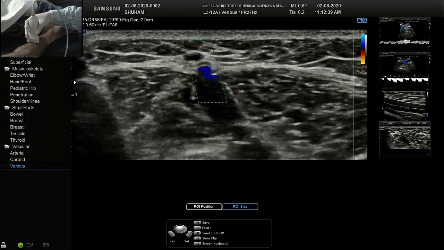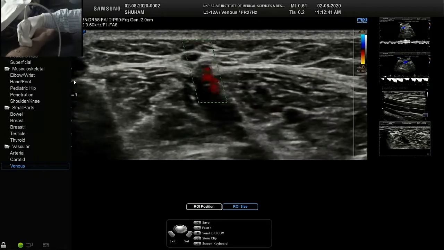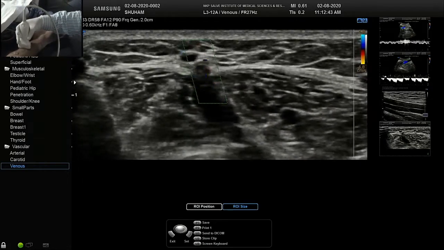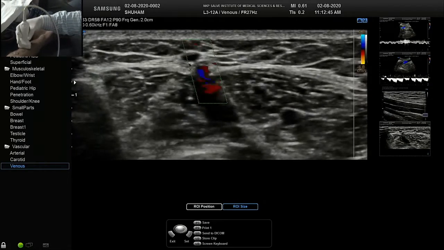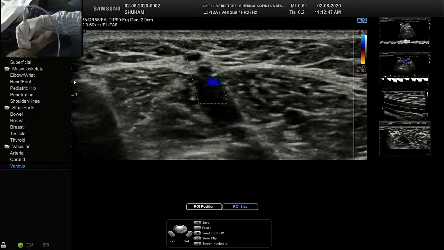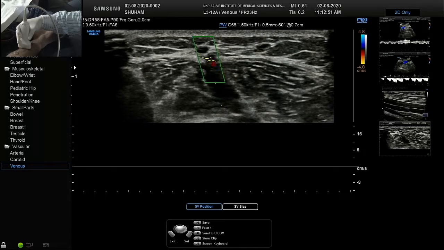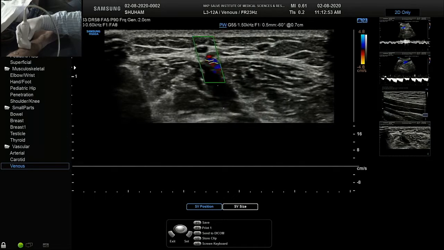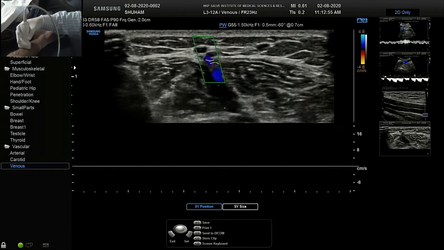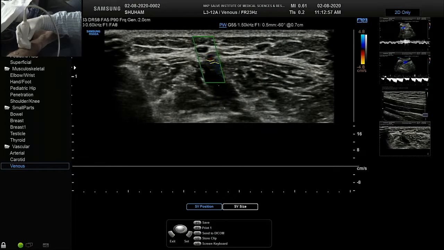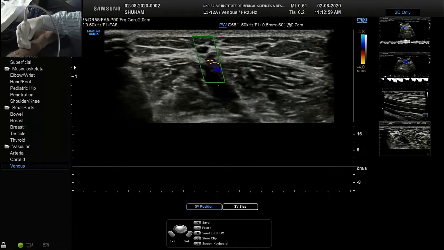So on color you can see there is intermittent flow in that perforator. We know this is normal, but we will try to demonstrate whether it is showing characteristics of normal. I will reduce the sample volume here. We are seeing a very small vessel. We don't need angle corrections here. What we want is to demonstrate the direction of flow.